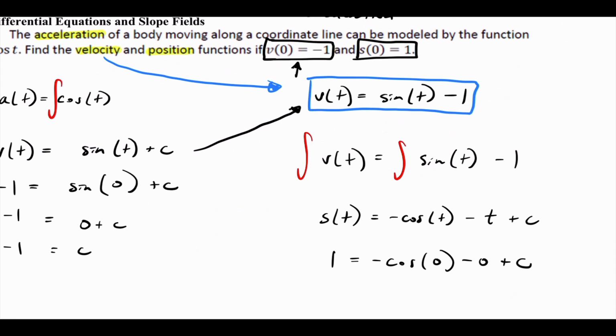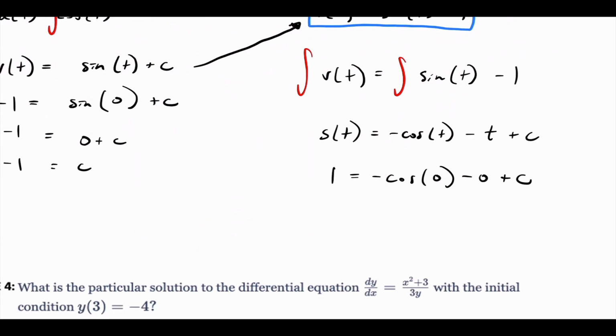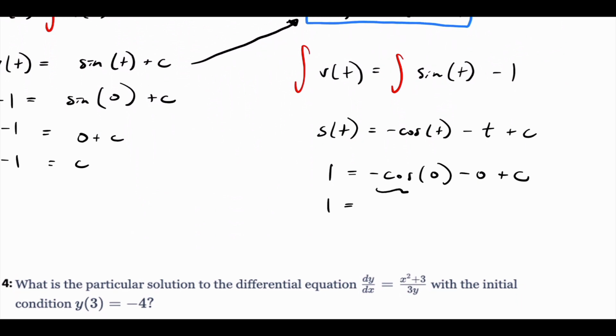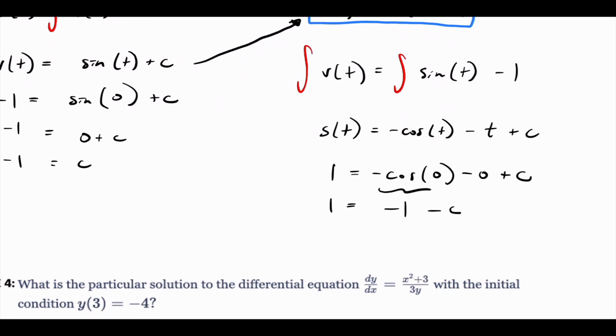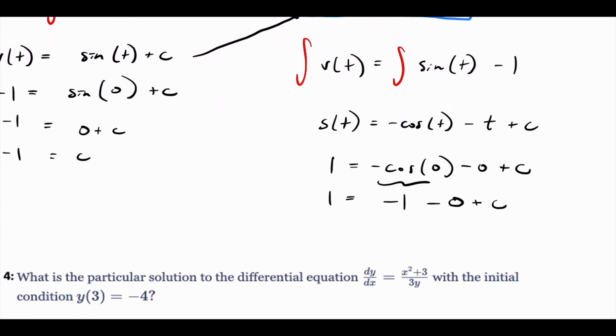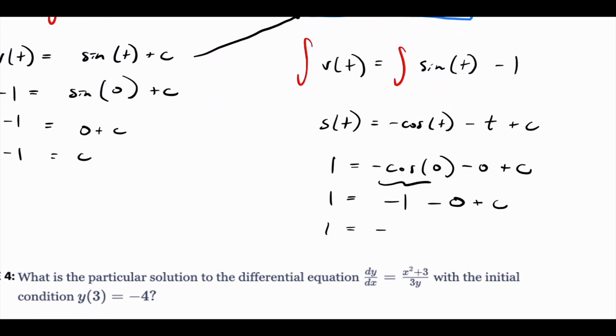Should equal 1. Cosine of 0 is 1, so this is going to be -1, minus 0 plus c. -1 plus c. Add 1 to both sides. 2. C equals 2.